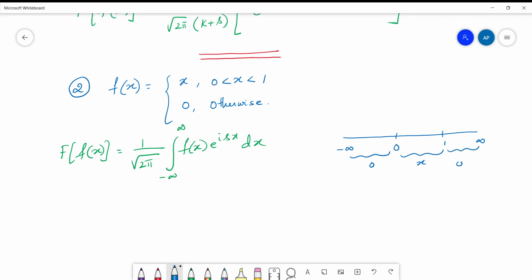Thereby what are we doing? We can now divide the integral from minus infinity to infinity into a sum of three integrals, like how we did in the last problem.